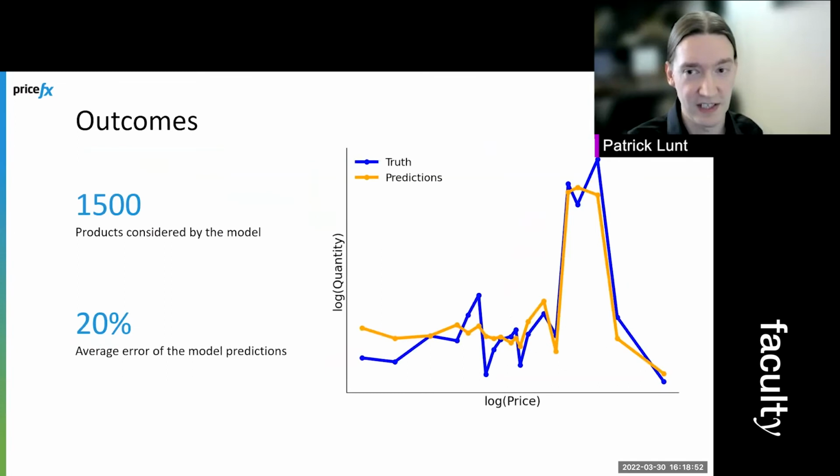So at the end of this 6-week project, we have a model that considers over 1,500 products from a single product group from this PriceFX client, and it predicts demand with an average error of 20%. We can see an example here from a single product. You can see that this relationship is quite messy, but we can see that the model predicts it quite well.